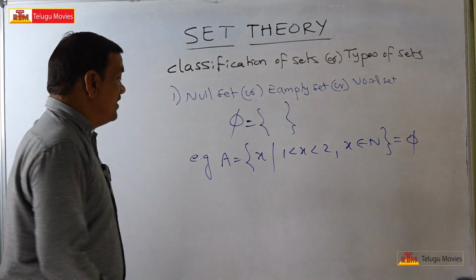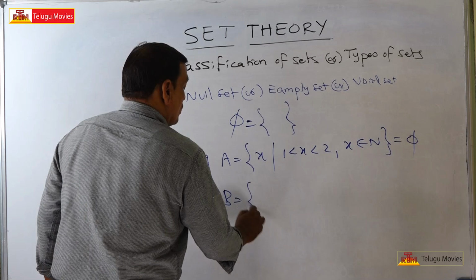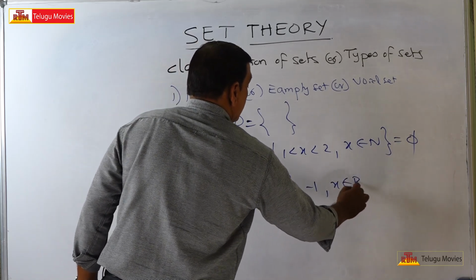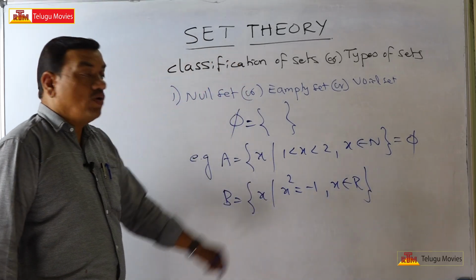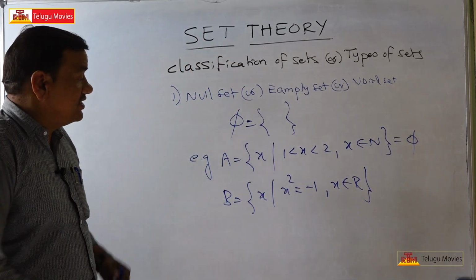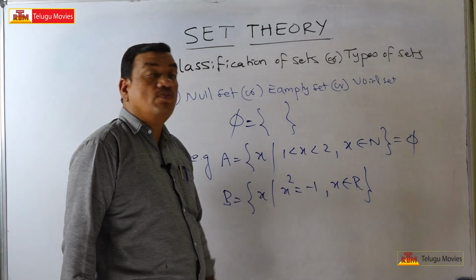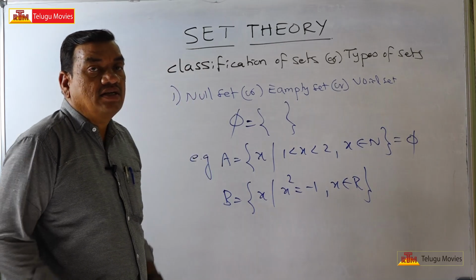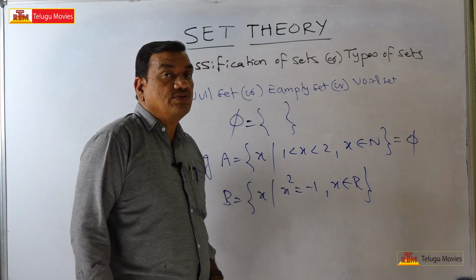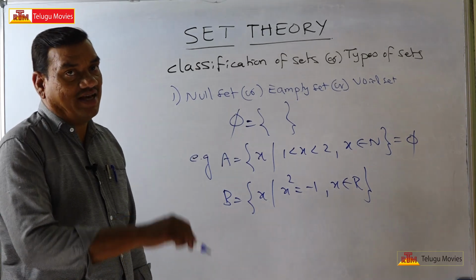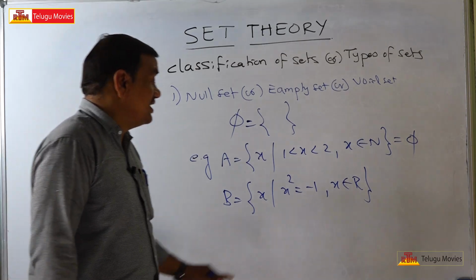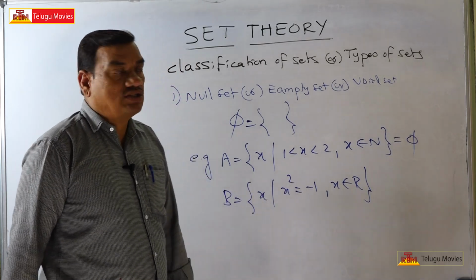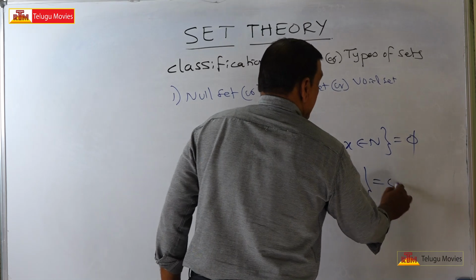Okay, now another example I will tell. B is equal to the set of X such that X square is equal to minus 1, X is a real number. Now, is it an empty set or not? Is there any element whose square is equal to minus 1? No. In the set of real numbers, there is no number whose square is minus 1. But in the set of complex numbers, it is there. But in the set of real numbers, there is no real number whose square is minus 1. So, therefore, this is also an empty set.